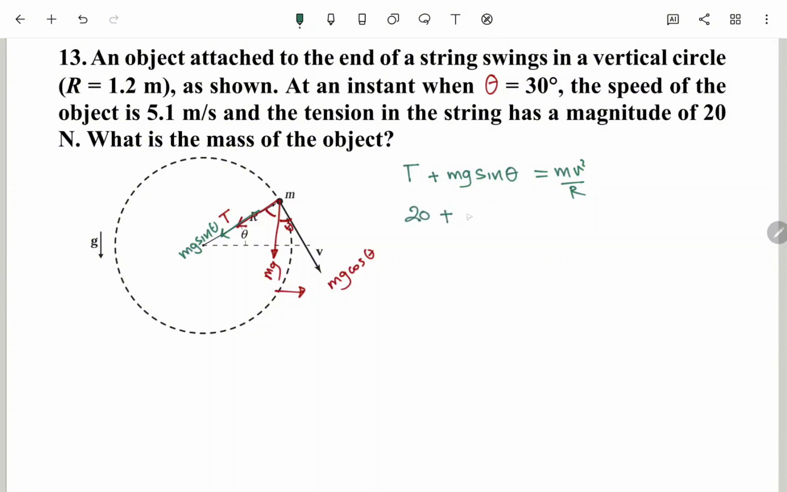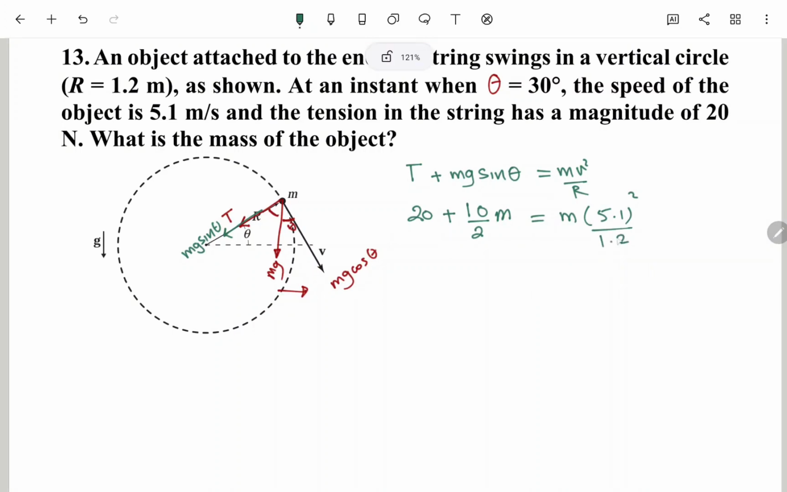In this case here, tension plus mg sine theta equal to mv square over r. 20 is the tension, plus 10 over 2 m equal to m times 5.1 square over 1.2, which is the radius of the circular path. Now you solve this one here, you will find the mass of the object. It's equal to 20 divided by 16.7, or the mass of the object is equal to 1.2 kilograms.